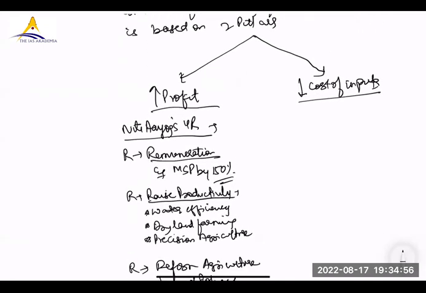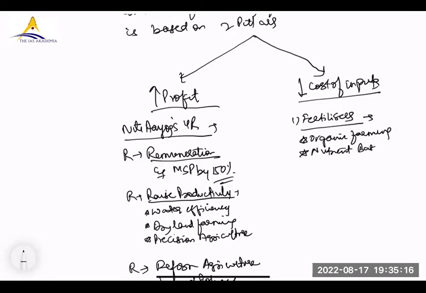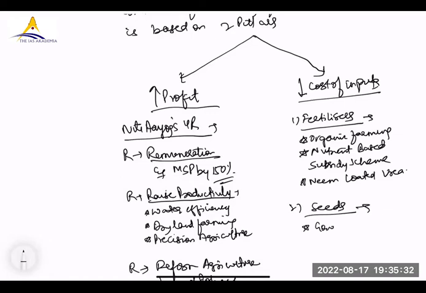So this is how you can increase the profit. For decreasing the costs, first is fertilizers. How can fertilizers cost be decreased? Organic farming, nutrient-based subsidy scheme, neem-coated urea. Seeds: the government had tabled, the new government is going for amending the Seeds Act so that quality seed is available to farmers.